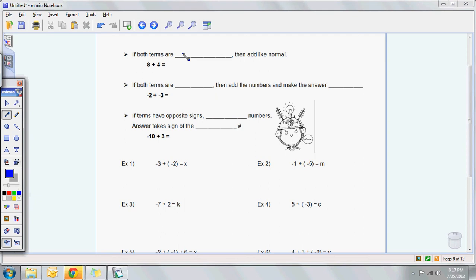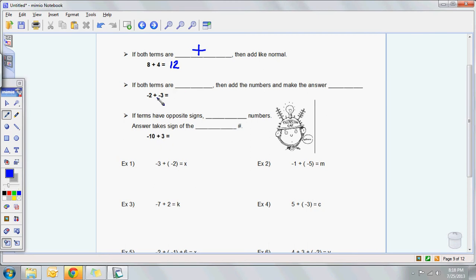So if both terms are positive, I'm just going to put a big plus sign there, then you're just going to add like normal, no big deal. So 8 plus 4 is going to give us 12. Nothing different there. We've been doing that our whole lives. Alright, so that's rule number 1.